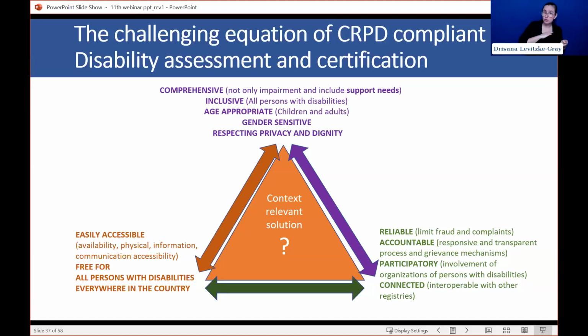And while you do that, it has to be reliable, mitigating the risk of fraud, being accountable and transparent so that different ministries and organizations of persons with disability and the broader public believe in the system. And we've seen a lot of different ways of doing that depending on the context. And this is what we will hear from our colleagues from Cambodia and Armenia. Over.